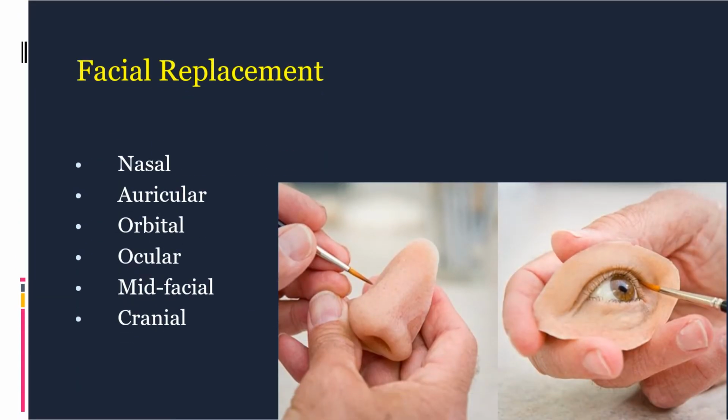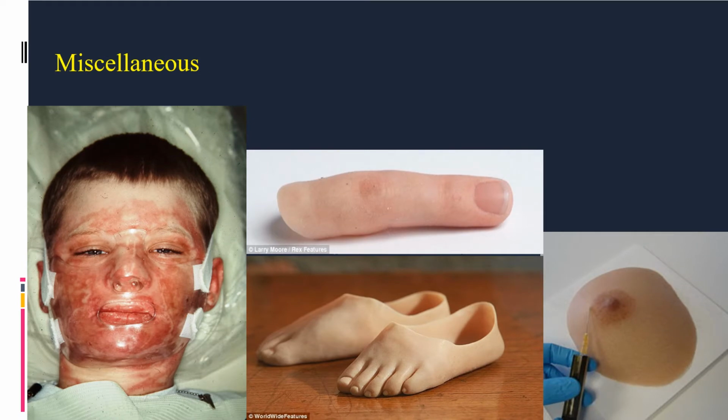The most common facial replacements are nasal, auricular, orbital, ocular, midfacial, and cranial implants. In a maxillofacial clinic, some miscellaneous prosthetic parts can be fabricated, such as facial masks for burn patients, and other somatic parts like fingers and foot, and breast, nipples, areola for post-mastectomy patients.